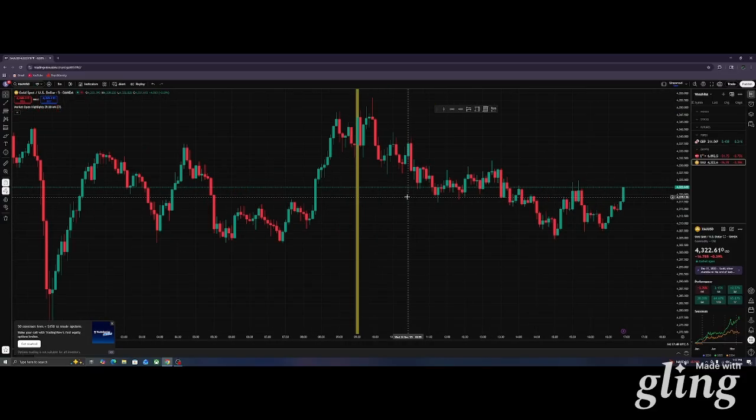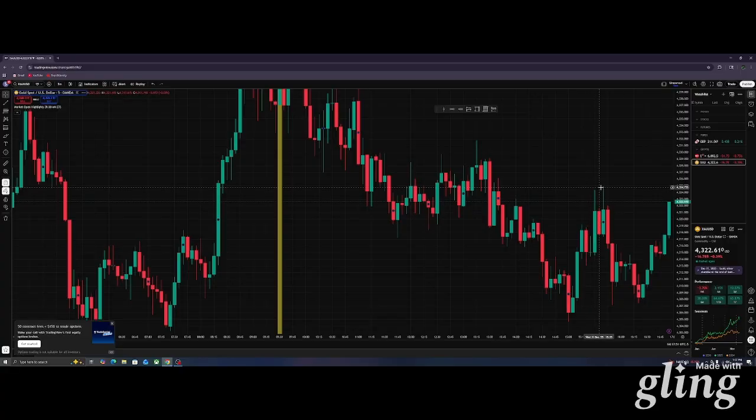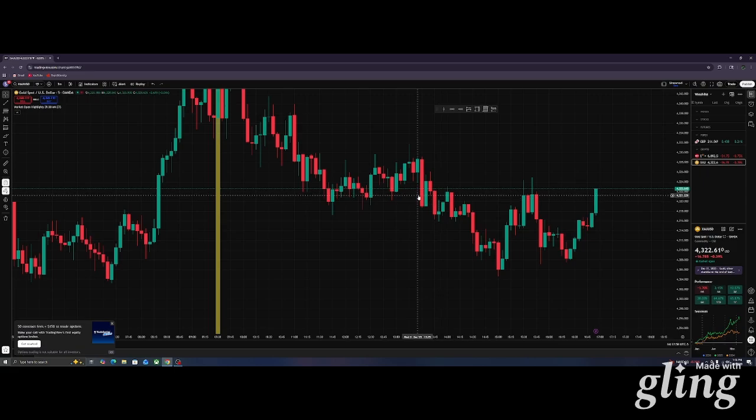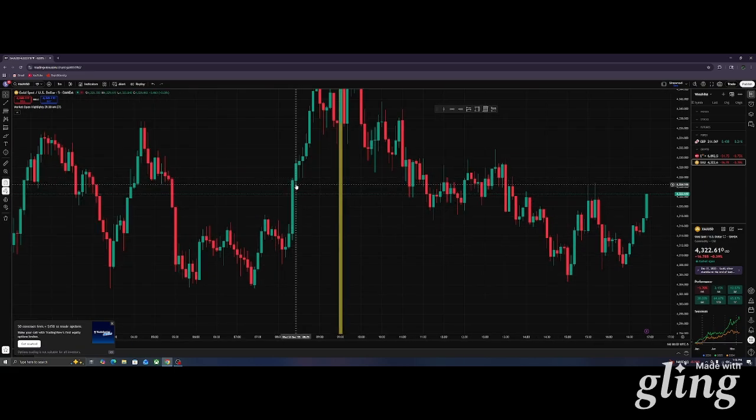Now the wicks. What the wick is, is this line that the candle leaves. Almost every candle has a wick, even a little one or a small one. A long wick at the top means price tried to go higher and it failed.